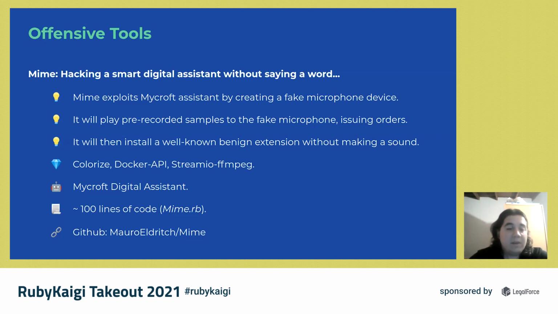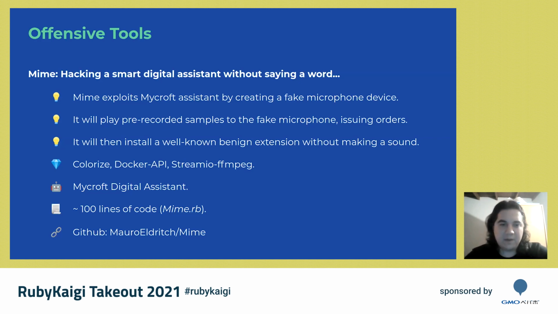You will need, for this case, Colorize, Docker API, and Streamio FFmpeg. Some versions of mine relied only on FFmpeg at the system level, doing system calls, because this gem didn't provide everything at first. Obviously, your victim needs to be a Mycroft digital assistant, and it's less than 100 lines of code.